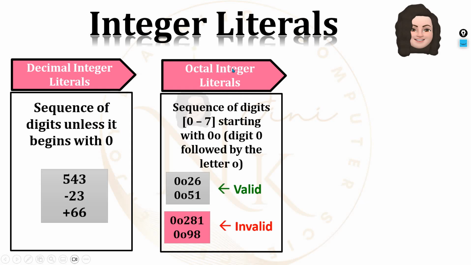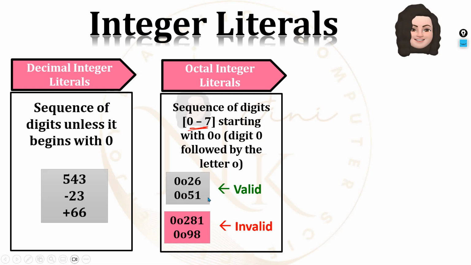Now octal integer literals. Octal means 8, right? So how many digits are allowed? It is only 0 to 7. Octal integer literals are represented using the number 0 followed by the letter O. This O can be uppercase or lowercase. So 0o26 represents a valid octal integer.